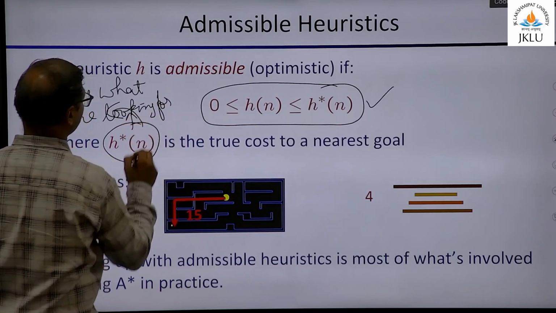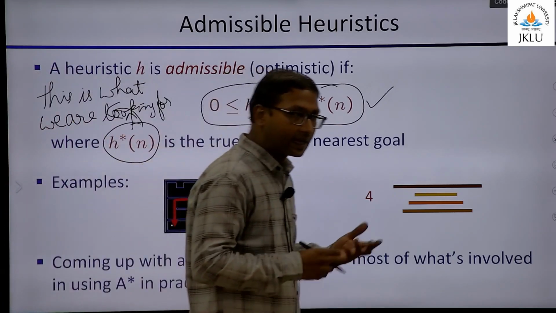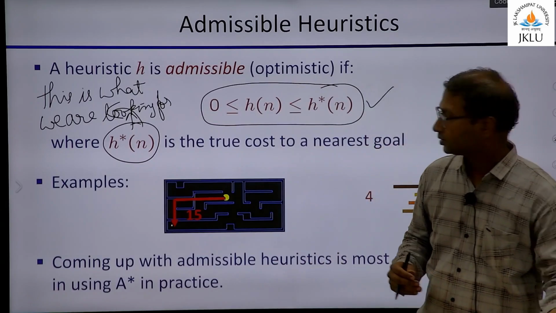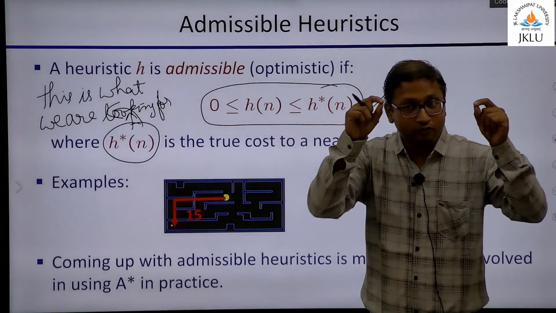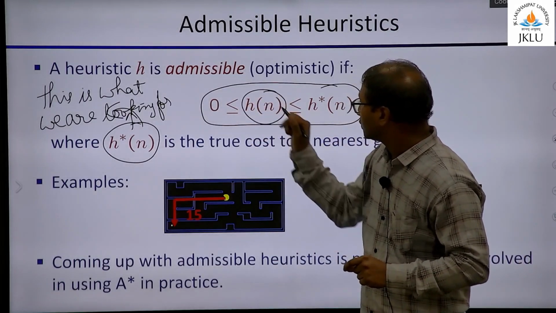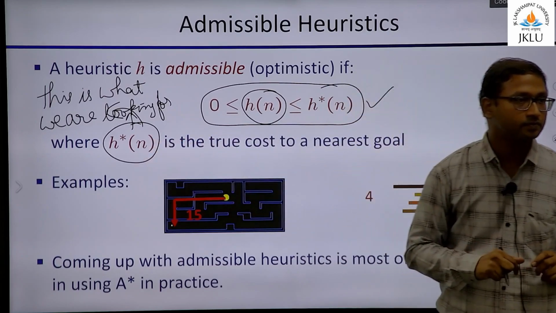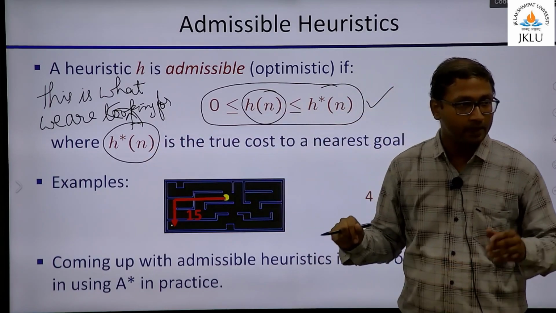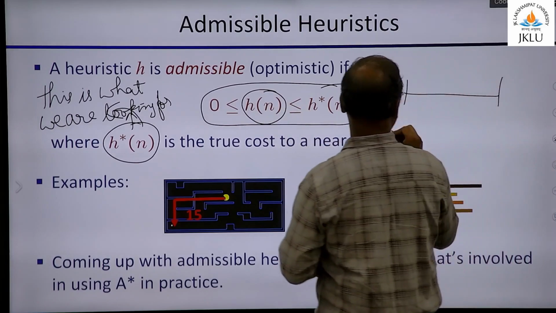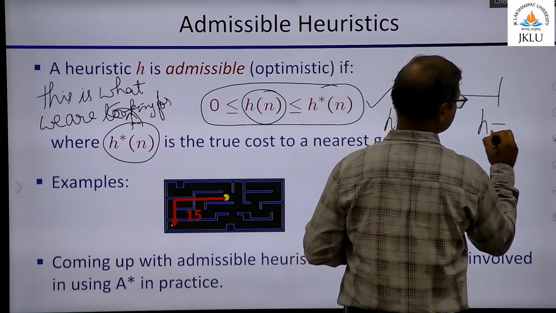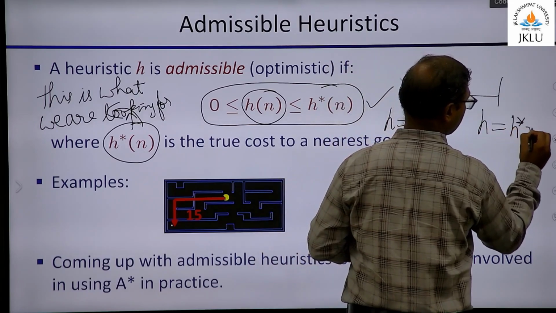So this is what we are looking for. I can't say I know it beforehand. But I am saying values of h should be less than or equal to this best cost, and it should be greater than 0. Now, if this is my spectrum, h equal to 0 and h equal to h star.